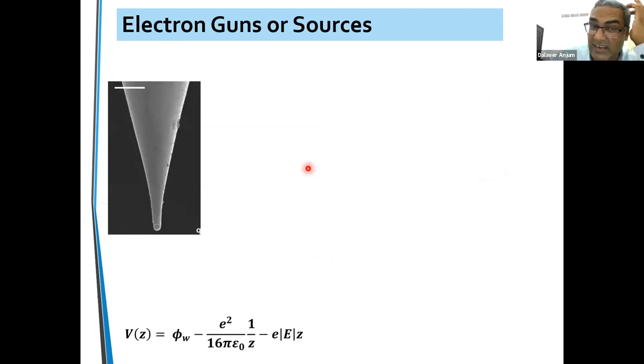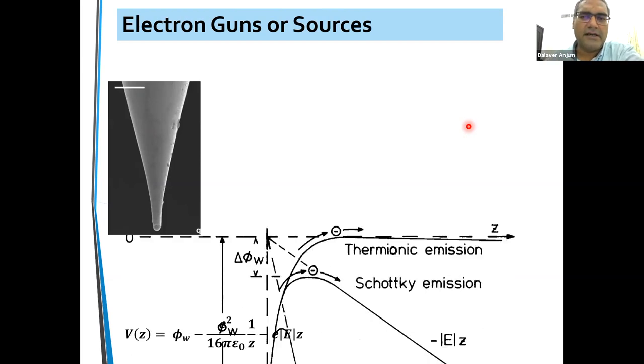How do the electron guns look? Here is an image from SEM of the tip of an electron gun. I'm sorry, I'm missing the scale. This is roughly, I would say, 5 micron, this scale. You can see that the tip is less than a micron.